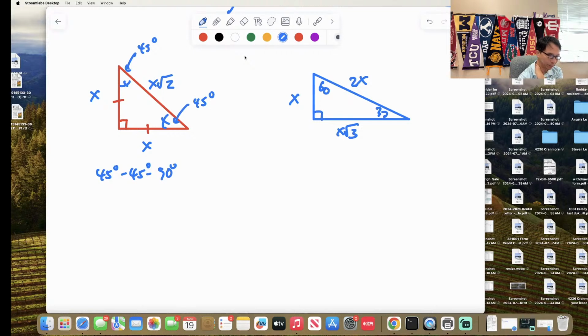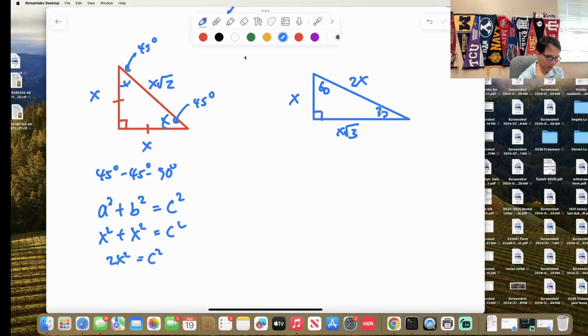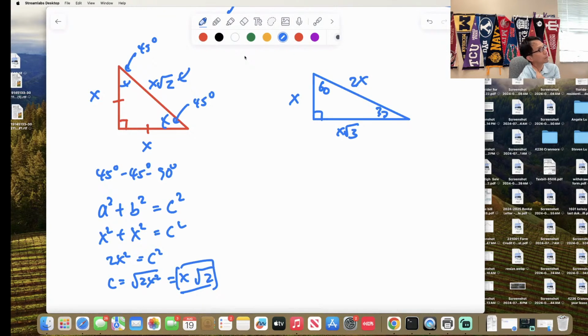Now, how do I know the third side is x root 2? I'll show you, it's very easy. It's not like some rocket science. It's actually very straightforward. a squared plus b squared equals c squared. We don't know what c is, so it'll be x squared plus x squared equals c squared. 2x squared equals c squared. c equals square root of 2x squared. You can take out x, so it'll be x root 2. And that's how you get x root 2 here. Again, it's not memorization. It's understanding.